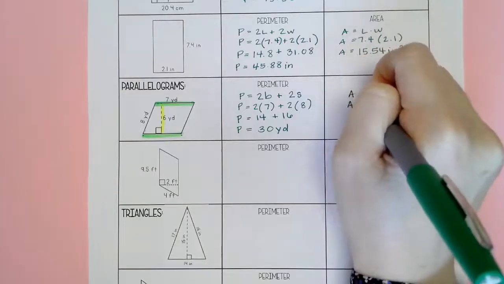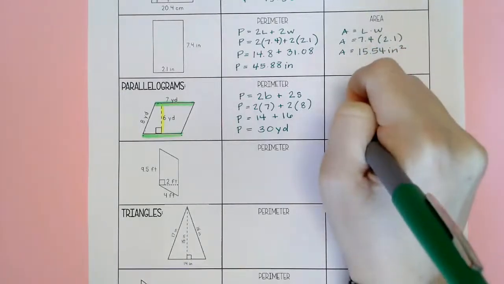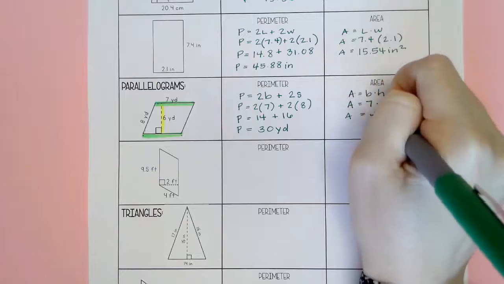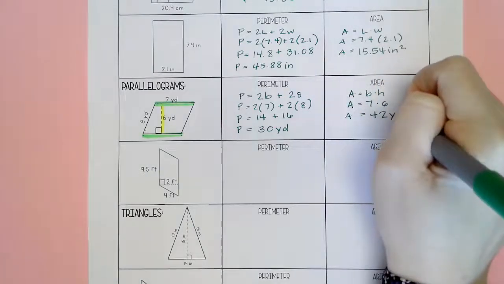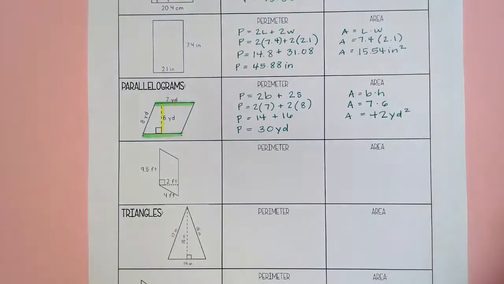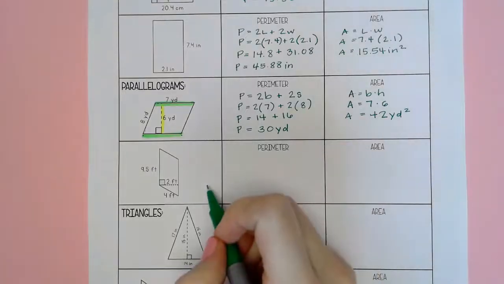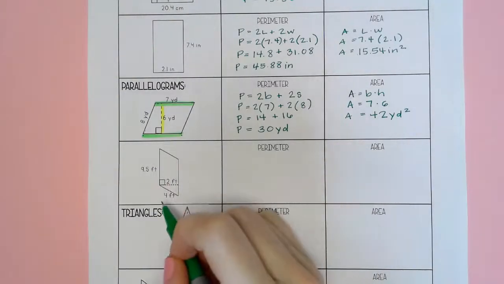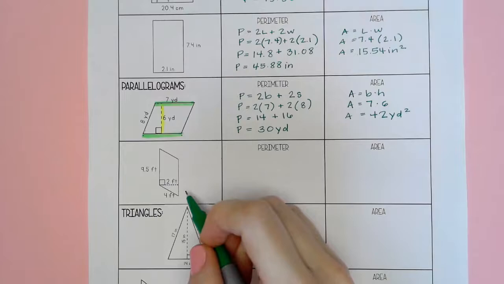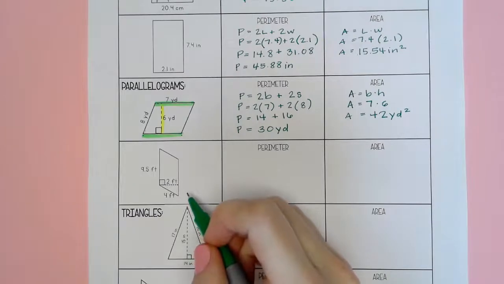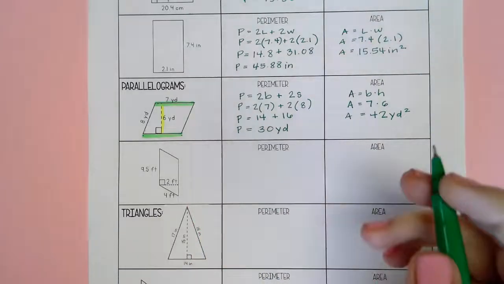Area equals 7 times 6. Area equals 42 yards squared. All right. If you want to pause it, we're going to go ahead and do this one. You can zoom ahead and check your answer to see if you're doing it correctly, but I'm going to go ahead and work it out now.